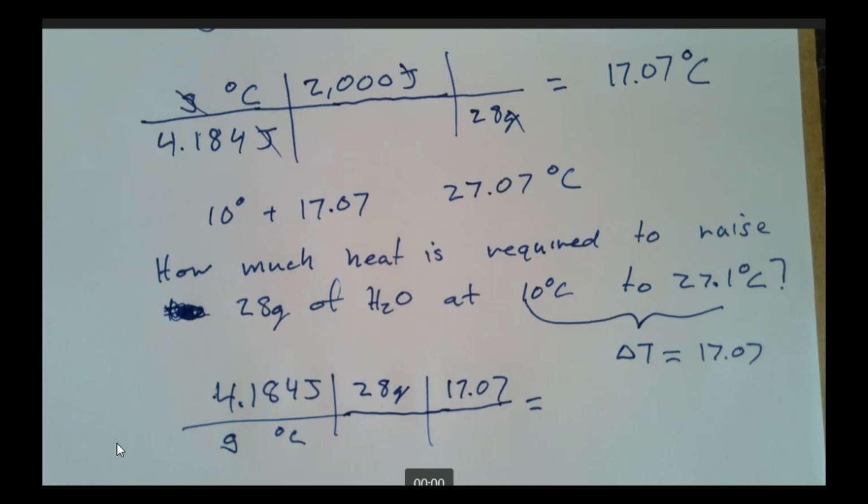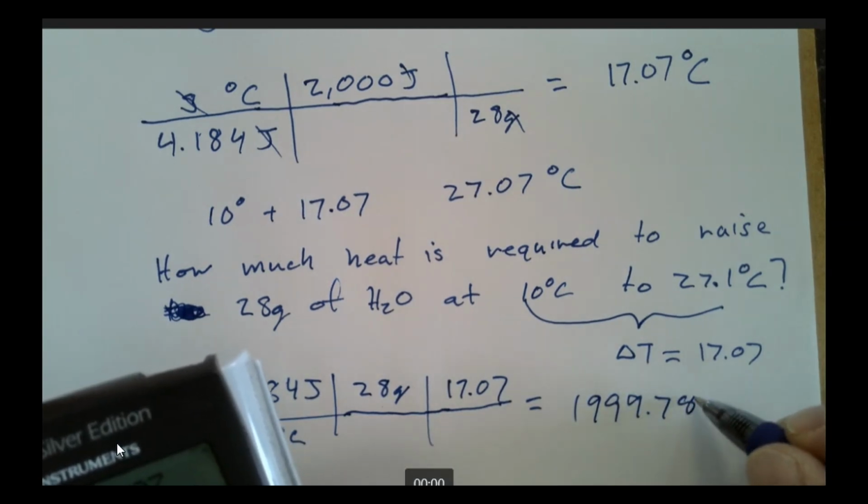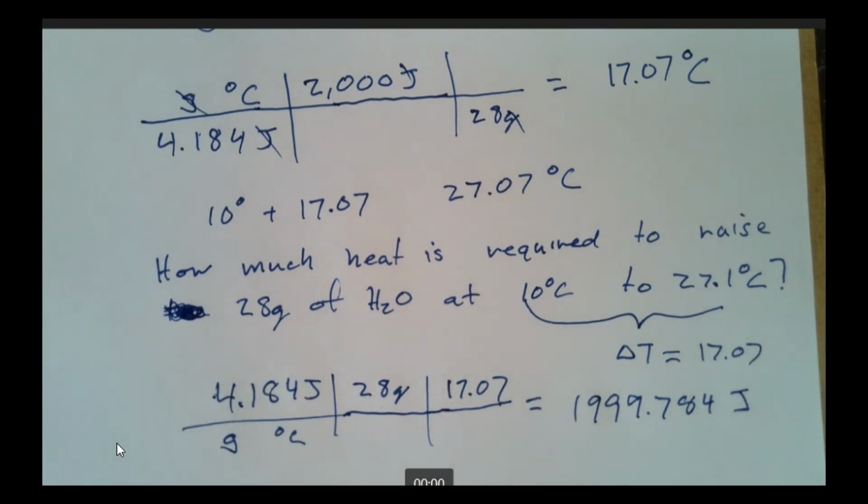And let's see what this gives us. 4.184 times 28 times 17.07. And I did a little rounding there. That's pretty close to our 2,000 joules. So we can be pretty sure we worked the problem correctly.